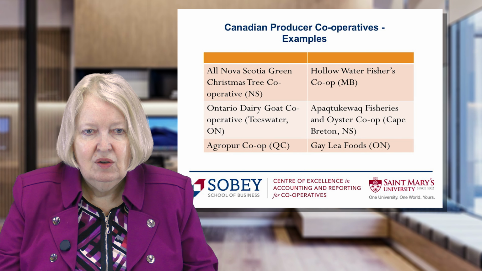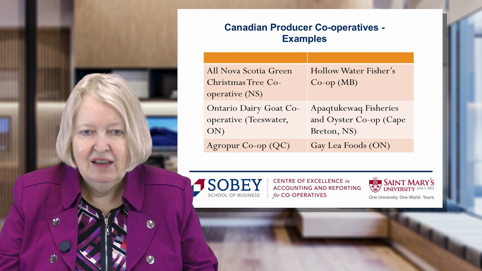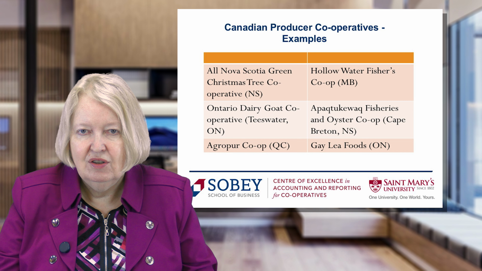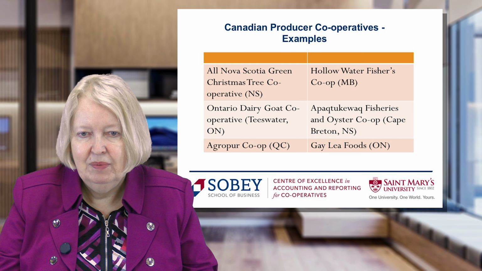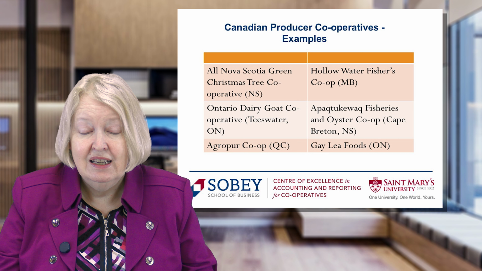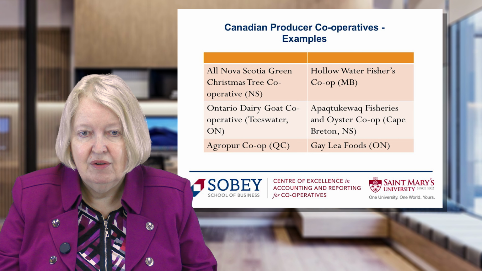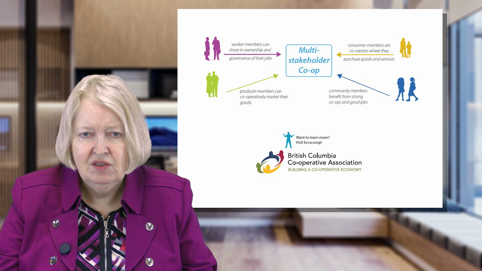Examples of producer co-ops in Canada include the Nova Scotia Christmas Tree Co-op. Agropur is in Quebec, which is a huge dairy co-op. There's a Fishers Co-op in Manitoba. In Cape Breton, there's a fisheries and oyster co-op. And Gay Lea Foods in Ontario is a huge grocery co-op.